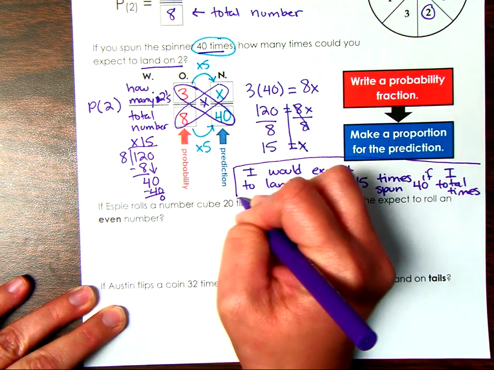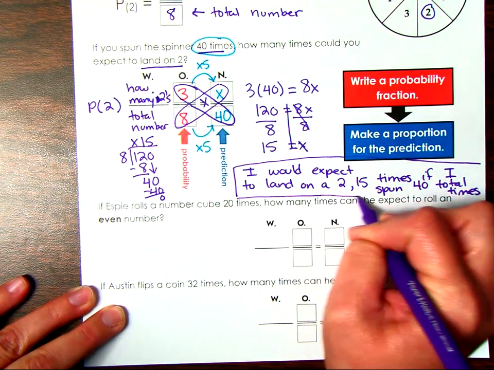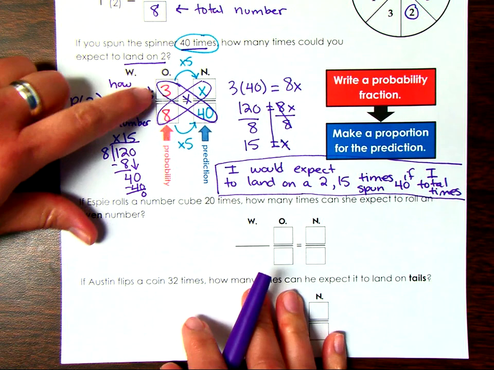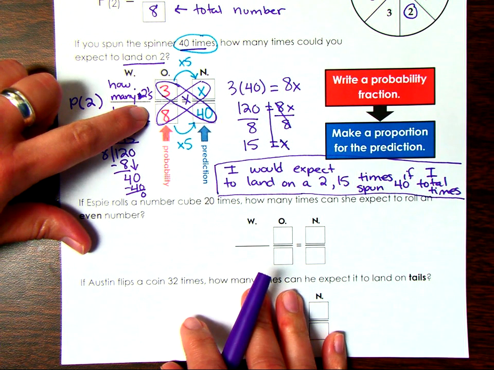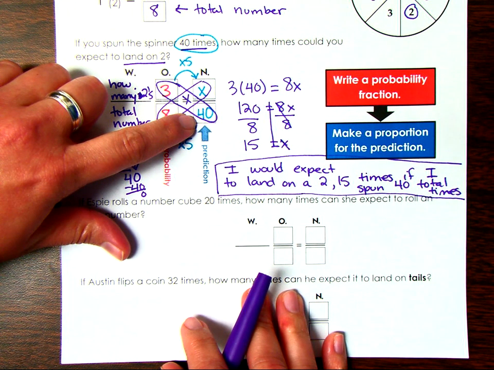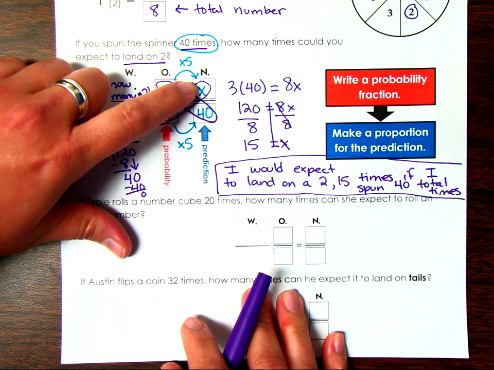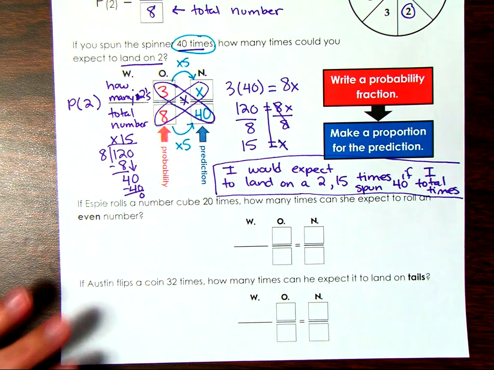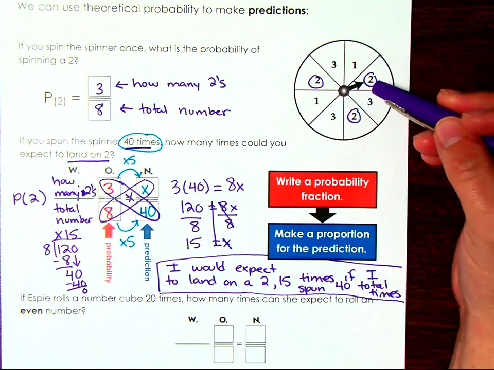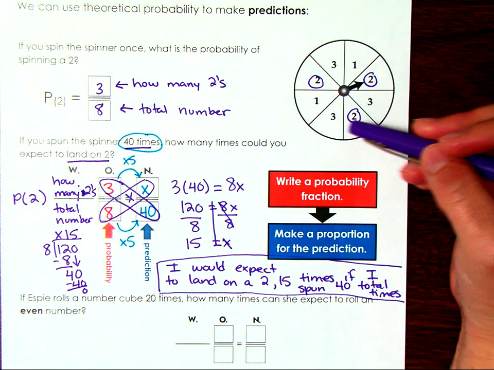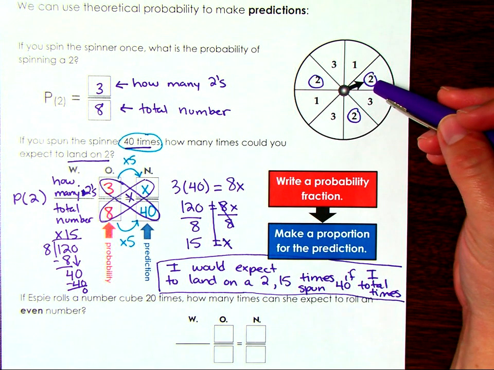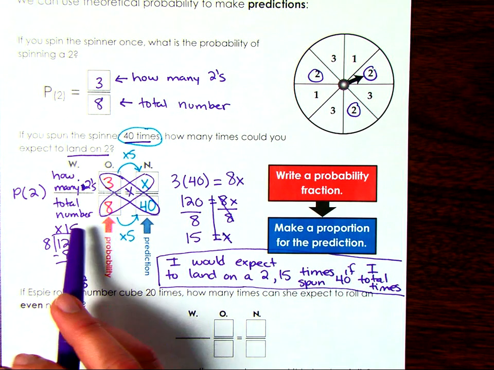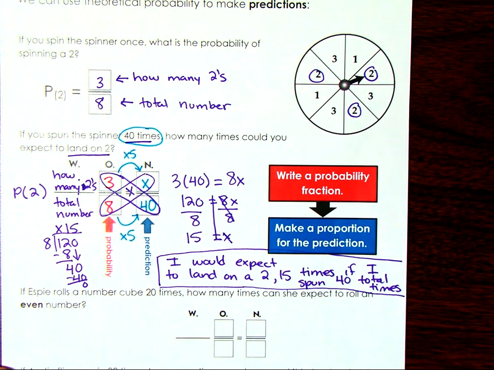Now again, this is just a prediction. This is a theoretical probability. In theory, if I know there's a 3 out of 8 chance of me landing on a 2, and I'm spinning 40 times, then I should land 15 out of those 40. But you could land exactly 15. You could spin the spinner and only land on it once out of 40. You could spin the spinner and land on a number 2 all 40 of the times. It could vary, but this is my prediction based on my theory of what I see with my proportion.